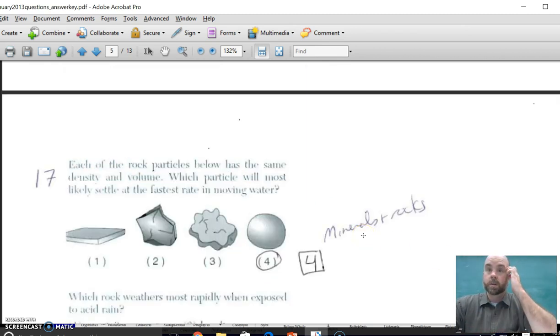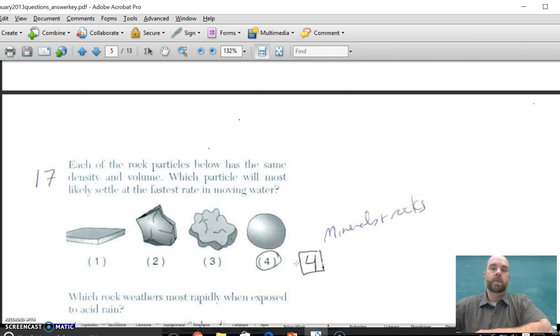Which of these particles has the same density and volume? Each of these rock particles below has the same density and volume. Which particle will most likely settle at the fastest rate in moving water? Remember, if it's round and smooth, it is going to fall through the water the quickest.